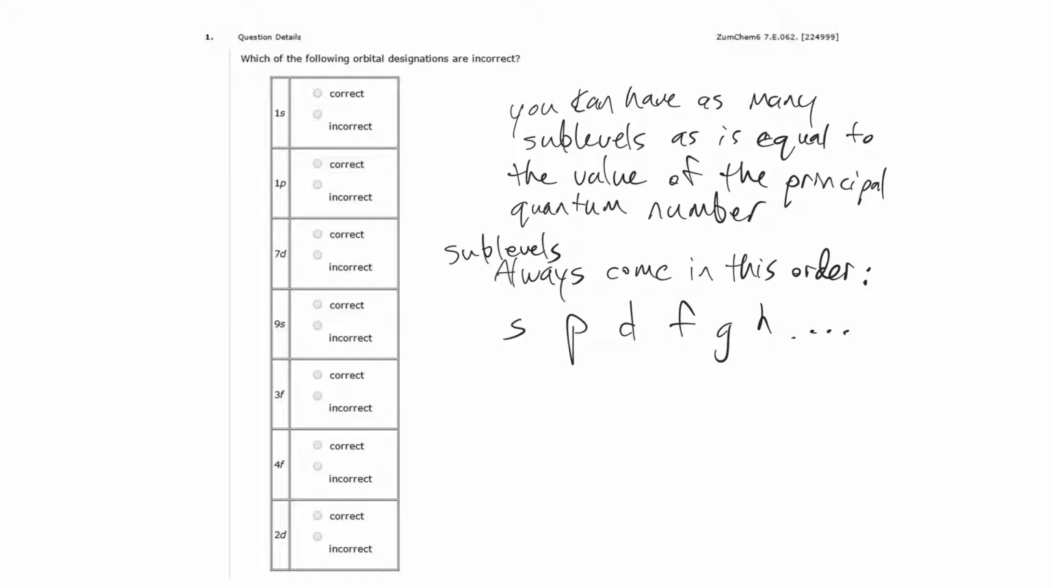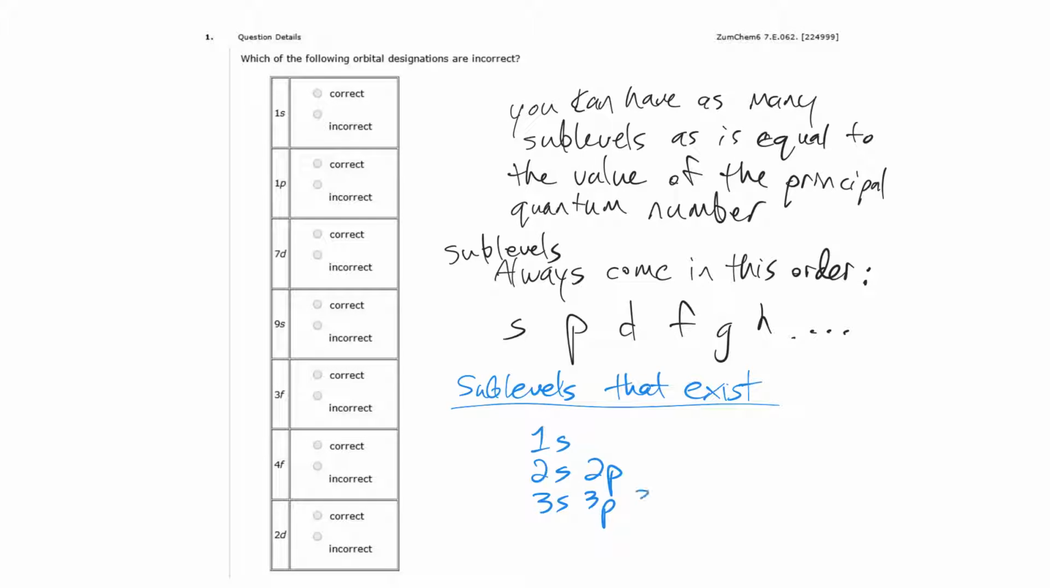So if we're listing the sublevels, and I'll say sublevels that exist, because in this problem they're going to offer some possibilities that do not exist. In the first principal energy level, the 1s sublevel would be the only one possible. In the second principal energy level, you can have either the 2s or the 2p. In the third principal energy level, 3s, 3p, 3d. Sorry, and that's it. You cannot have a 3f.